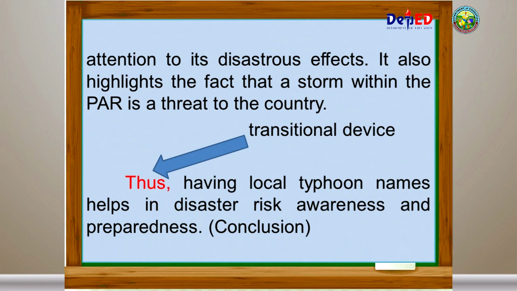Finally, the conclusion part is introduced by a transitional device, thus, to state the final word, which is, thus, having local typhoon names helps in disaster risk awareness and preparedness.